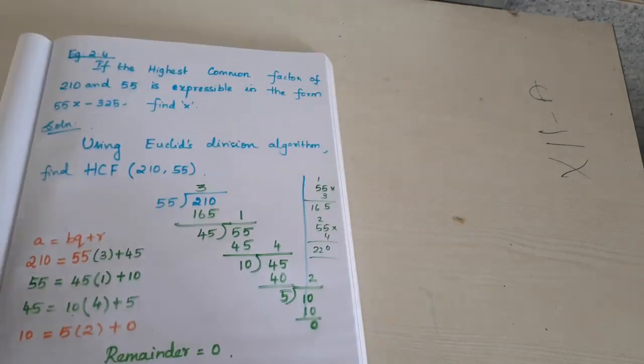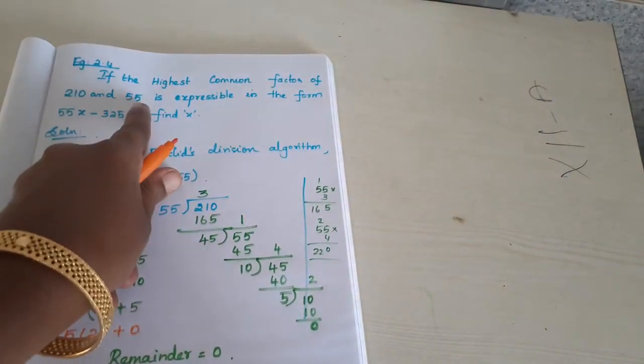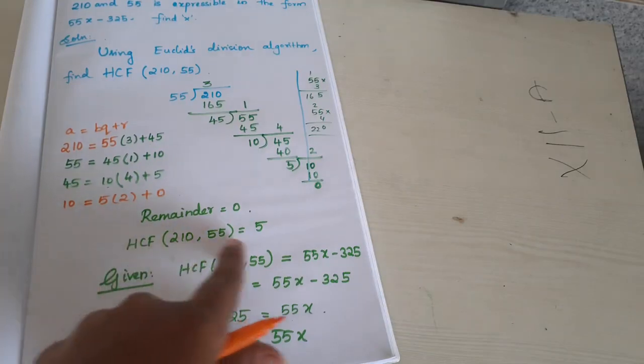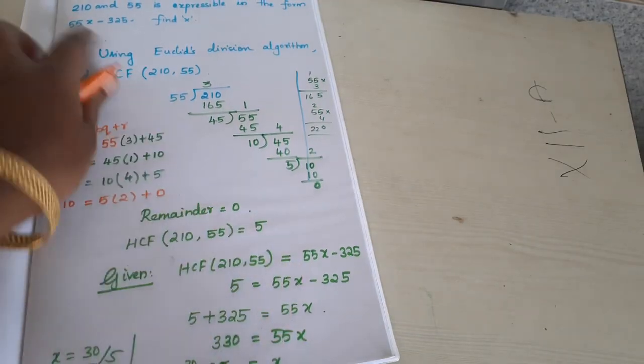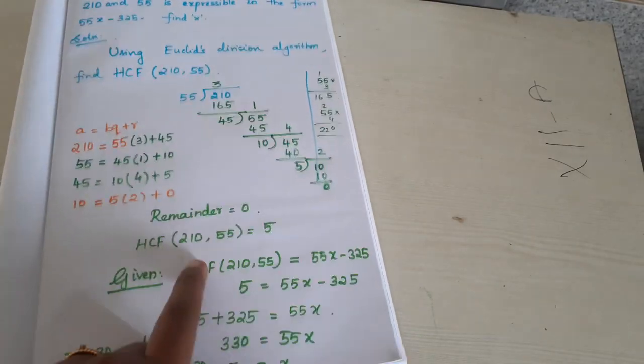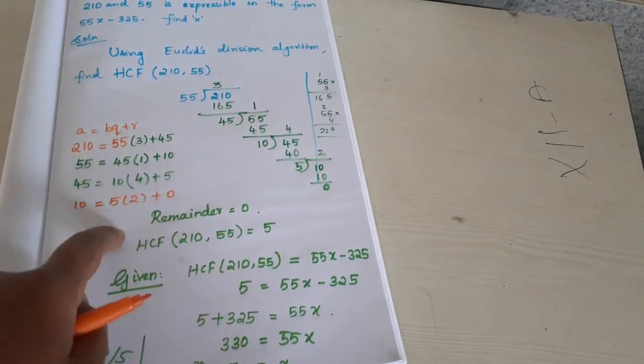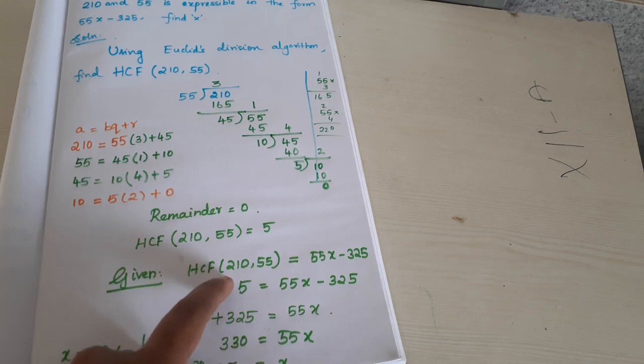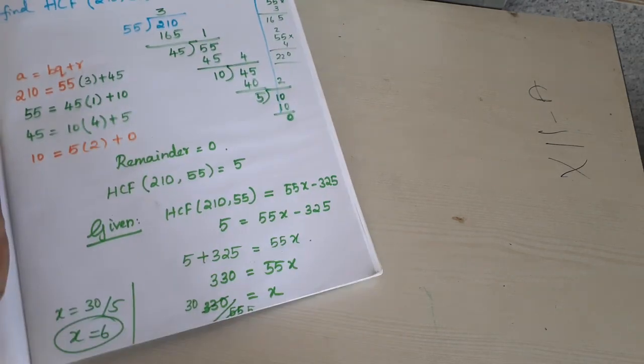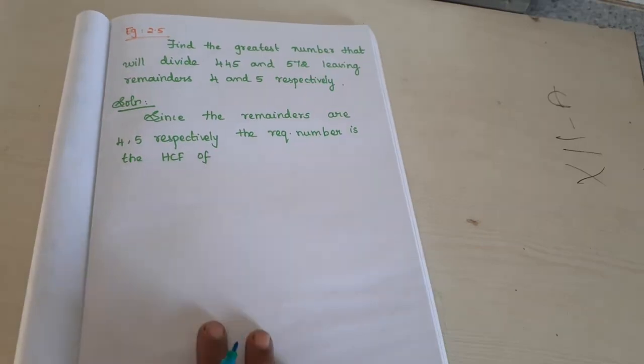Very, very simple problem. Here the HCF of these two numbers is given in the required format. So first we need to calculate that answer by using the division algorithm. Then substitute in this place, then easily we will get the value of x. Okay, easy now? Okay dear students, listen.